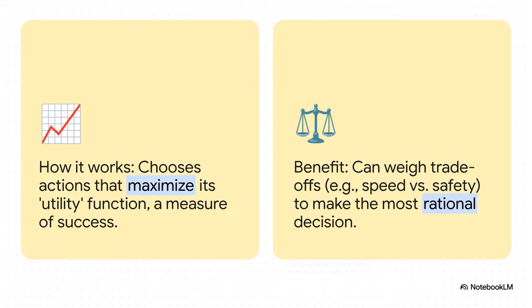Which brings us to the very top of our ladder, the utility-based agent. Now, this is the agent that can make smart trade-offs. It uses something called a utility function, which is basically just a scoring system for how good or happy an outcome is. So now our self-driving car can weigh speed against safety, or the shortest route against better fuel economy. It doesn't just look for a happy state, it looks for the best possible state. This is what makes it truly rational.